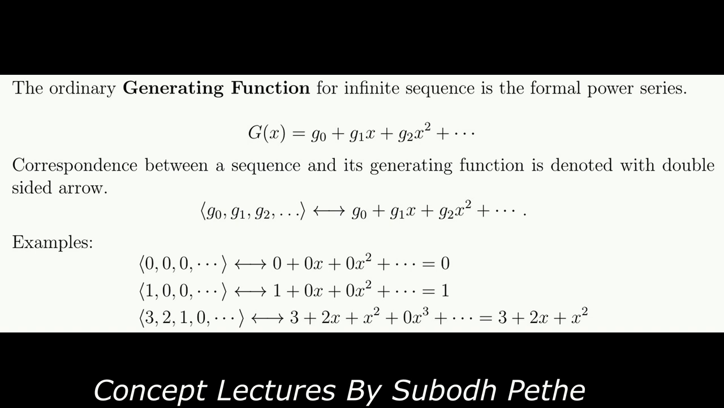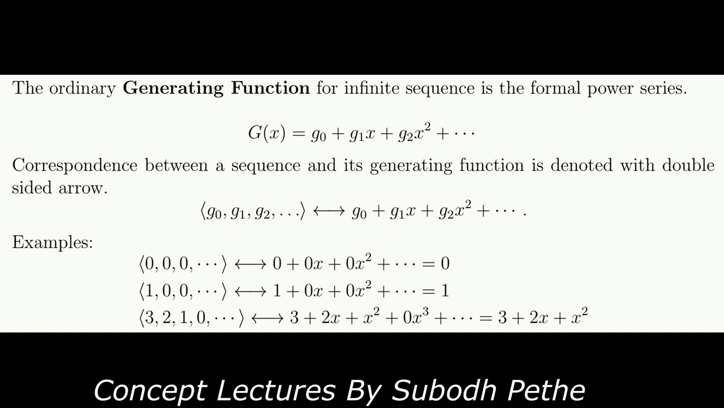So let us look at some sequences. Suppose we want the sequence 0, 0, 0, dot dot dot. So every term is 0. The corresponding generating function will look like 0 plus 0x plus 0x square plus dot dot dot, which indeed is equal to 0. If we want the sequence 1, 0, 0, 0, 0, then the corresponding generating function will be equivalent to 1. Suppose we want 3, 2, 1, 0 and all the terms after that 0, then the corresponding generating function will be 3 plus 2x plus x square plus 0x cube and so on. So it will look like 3 plus 2x plus x square.